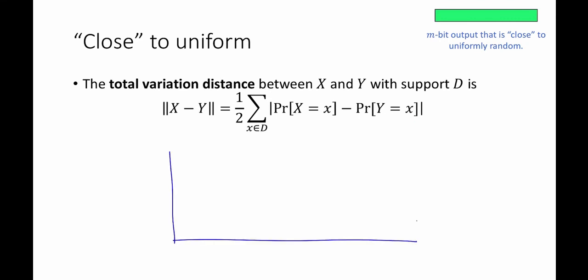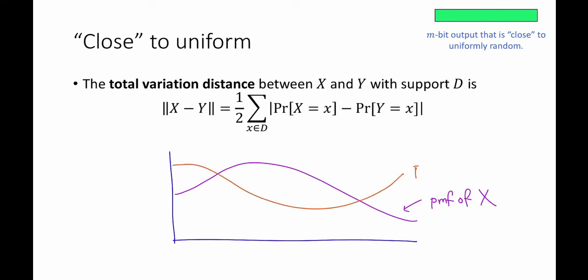Suppose that this is the probability mass function for X, and here's the probability mass function for Y. Then the total variation distance between X and Y is given by this volume here, or actually half of this volume. That is, the total variation distance between X and Y is equal to 1/2 times the yellow stuff.